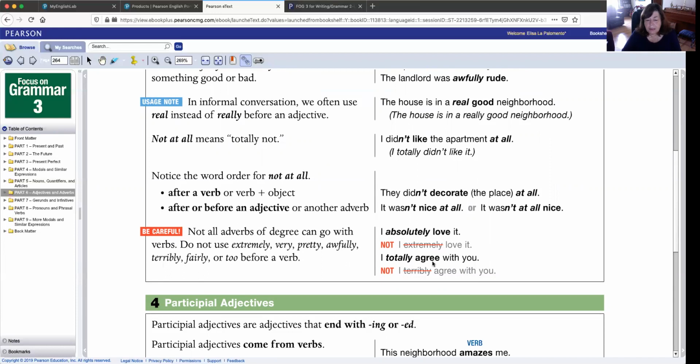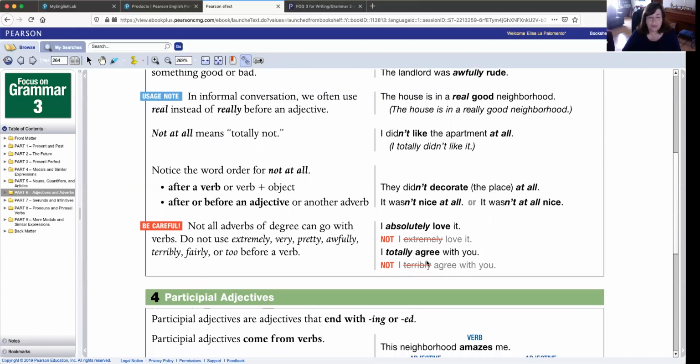I totally agree with you. The word totally can be used before a verb, but you cannot say, I terribly agree with you. I very agree with you. I fairly agree with you. Okay, you can't do that. So keep that in mind.